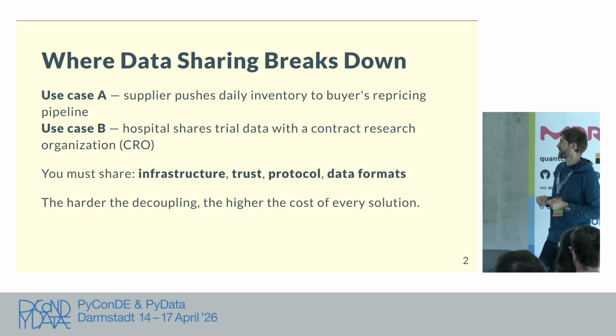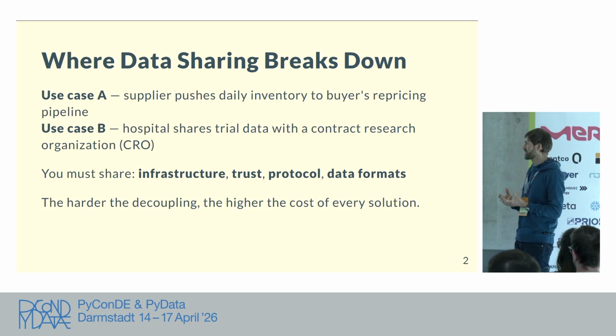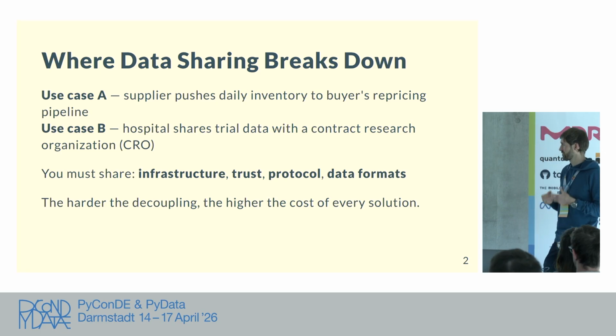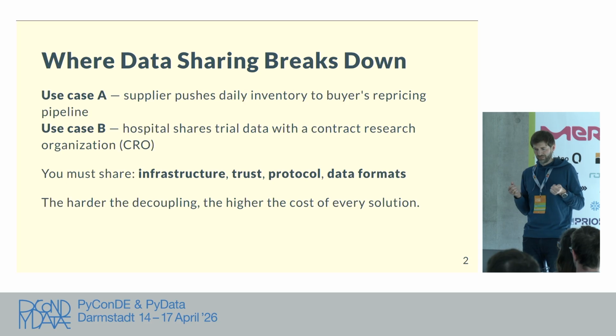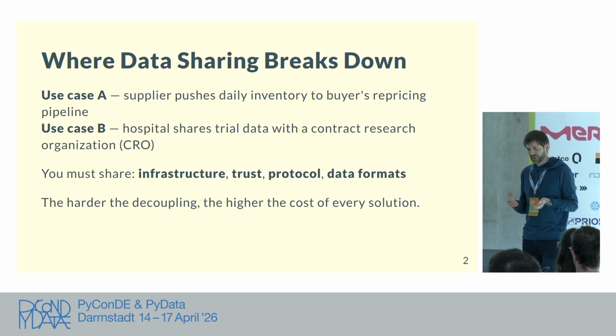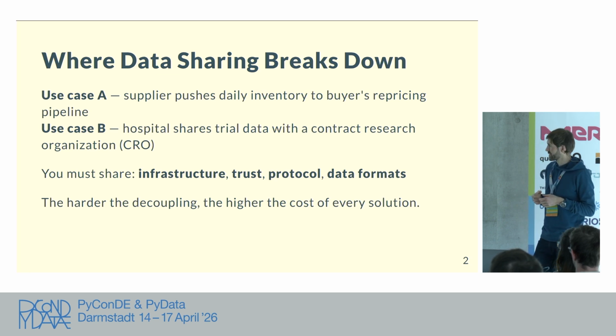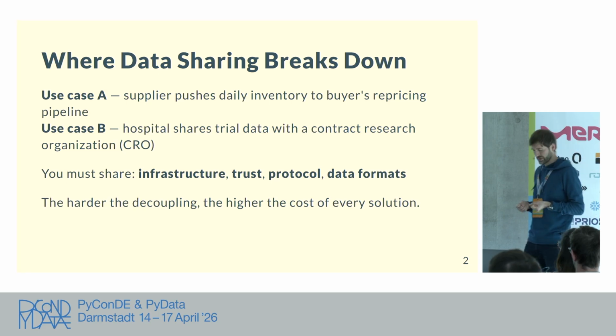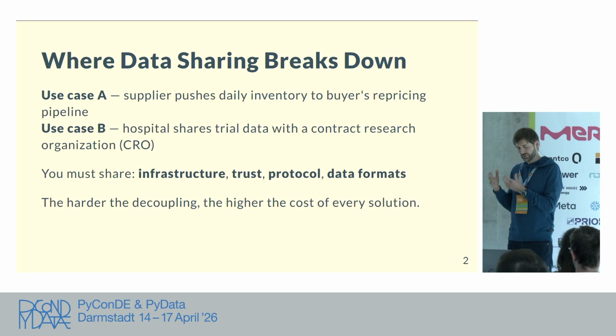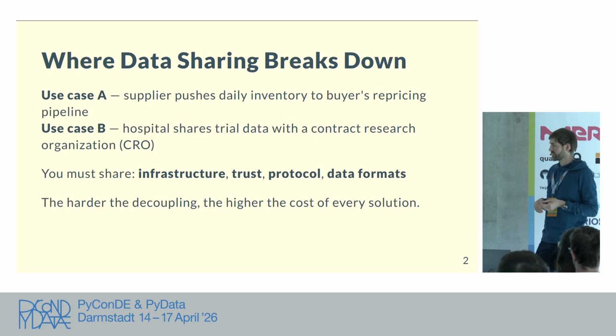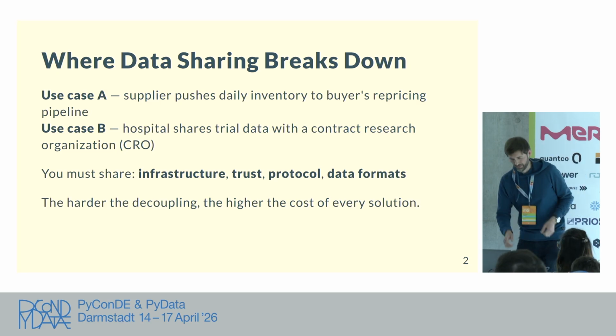these two parties have almost nothing in common, so they need to share something. They need to share infrastructure, they need to share trust, they need to share protocols and data formats. Basically, they need to negotiate, they have meetings, they have an onboarding project. And what we can see is that the harder the decoupling of the organizations is, the higher the cost of the solution that you have to build. So the cost scales with the decoupling, and it's not a one-time cost, it's ongoing because of the operational overhead, basically.